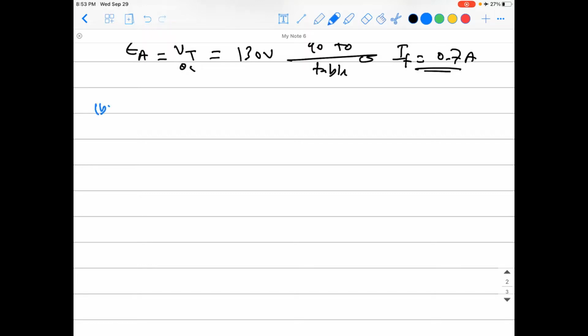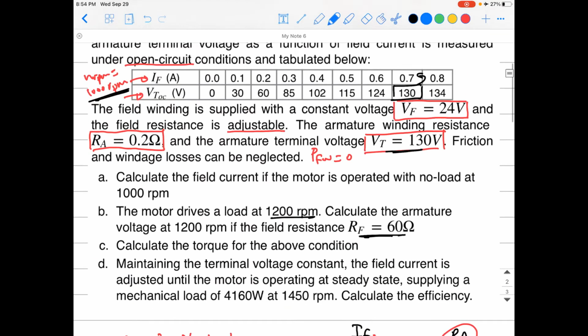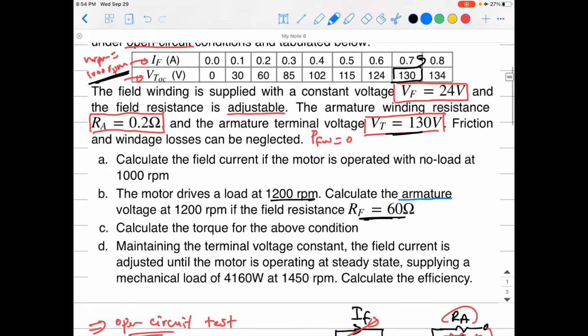So number B, the given now at N is 1200 RPM. Be patient and keep that in mind. It's a different speed than the 1000 RPM value where your table has been taken. That means you cannot use the table given directly because it's now at a different speed. Okay? And he's saying that RF equals 60 ohms, and that's good. What he wants you to find is basically the armature voltage. Okay? He wants you to find the armature voltage.